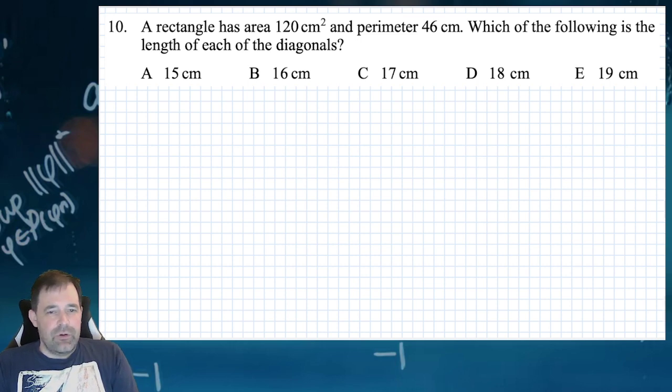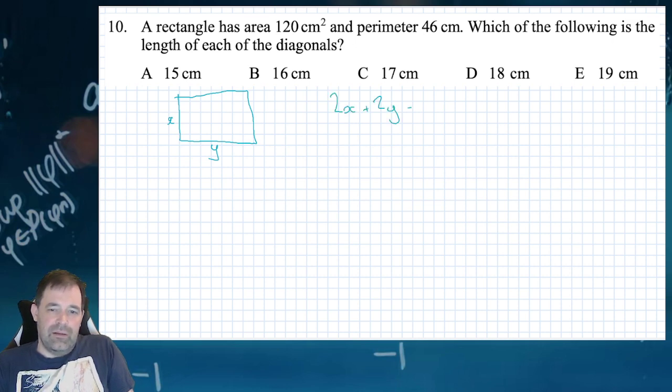A rectangle has an area of 120 centimeters squared and a perimeter of 46. Which of the following is the length of each of the diagonals? Okay, so we want x plus y twice to be 46. So we want 2x plus 2y to be 46. We're just going to solve this with an equation, I think. And then separately, we want x times y to be 120. So we can say our second equation is y is going to be 120 over x.